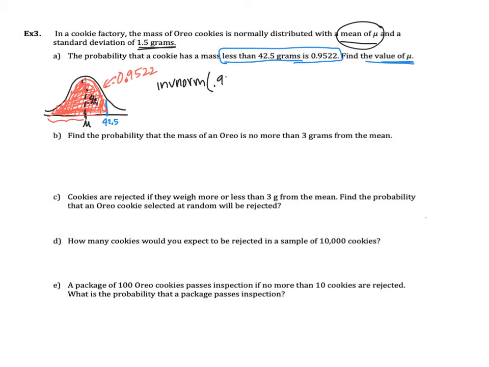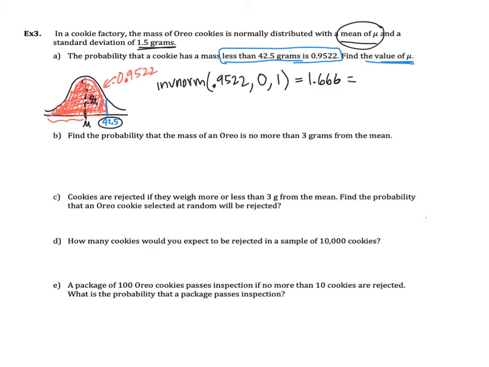So the area under the curve is 0.9522, so go to your menu button, go to your probability, go to your distributions, choose inverse normal, and now put in the information that you know. So we know that there's an area under the curve that's 0.9522. And now I'm going to normalize it. I don't know the average. I don't know the mean. So I have to put 0 as my mean with 1 as a standard deviation, so it can give me how many standard deviations away 42.5 grams is from the mean.